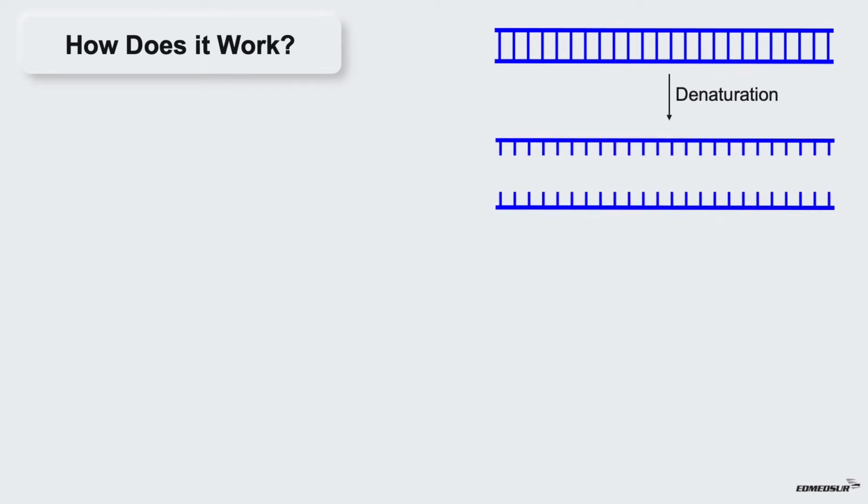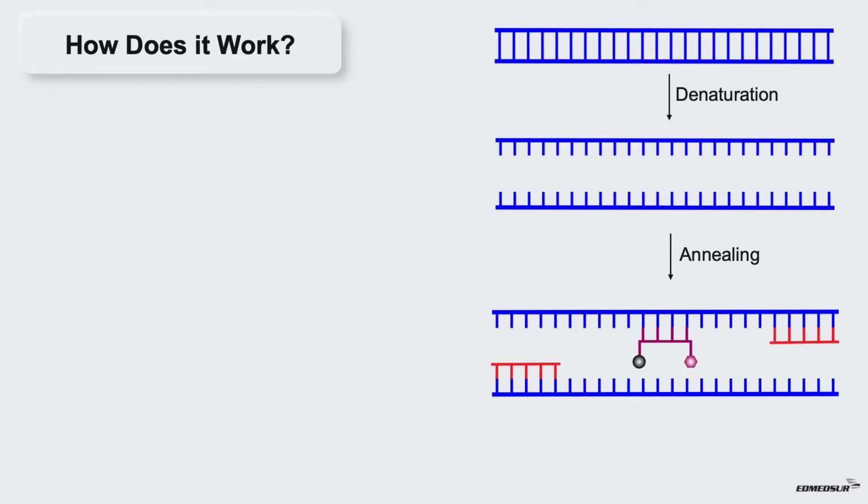How does it work? As discussed earlier, after the first step of the thermal cycle, that is denaturation, the 2 DNA strands separate from each other. Now in the second step of the thermal cycle, that is annealing, the primers will bind to the 3' end of the DNA sequence of interest. This is when the TaqMan probe also recognizes and binds to the DNA sequence of interest.